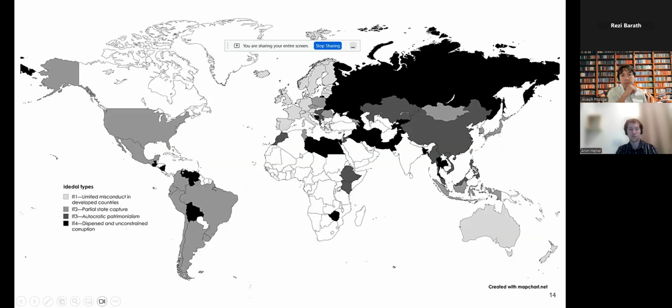And here is the same information using a map. We had data for all dimensions for a total of, I think, 83 countries. So that's why there are many white countries, for those who didn't have data. So this is basically the result of the whole classification exercise.